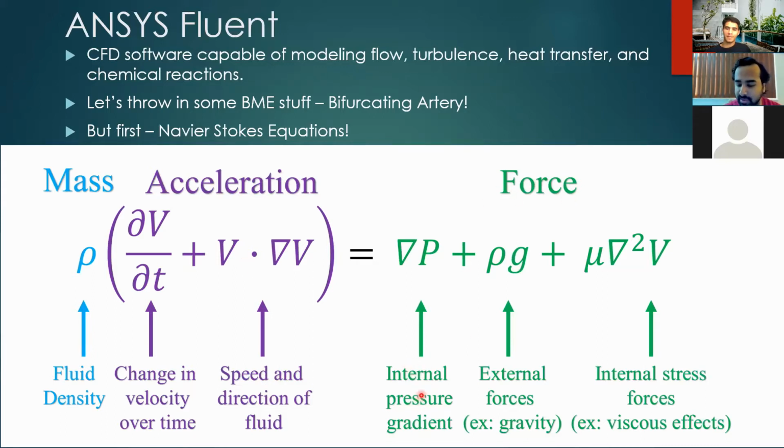One is the internal pressure gradient. So something's higher, something's lower, there's more force here than there is downstream, pressure gradients. And then you have your external forces. In this example, there's gravity, but if you have like a piston pushing it or something, that would be one of your external forces. And then you have the internal stress forces, which are called the viscous effect. So this is literally fluids as little particles rubbing up against each other and how much they affect the surrounding fluid. And this is captured by what's called mu, which is your viscosity.